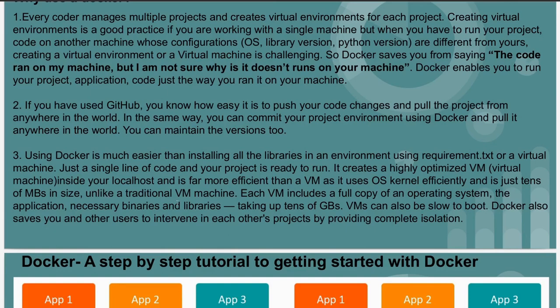Unlike a traditional VM, where each VM includes a full copy of the operating system, whenever you are running any code or operating system on a VM, a separate VM will have a full copy of the OS. But in the case of Docker, you can have only one OS, and that can be used by many Docker files and pods.